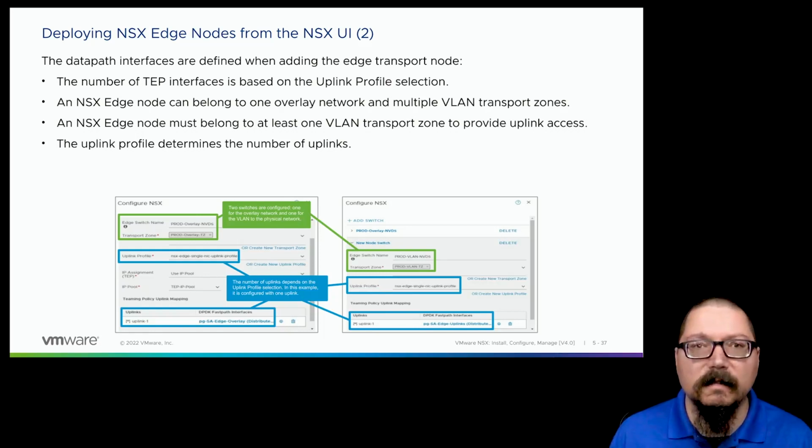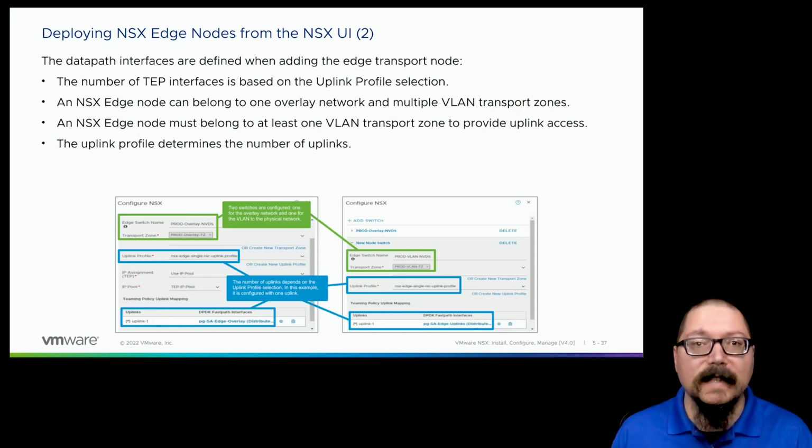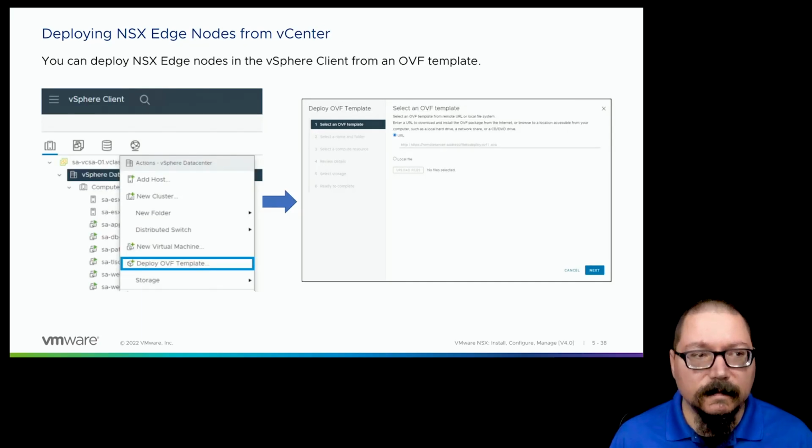And I'm going to deploy one or more host switches to go ahead and allow for communication in and out of this edge transport node. My host switches are going to be members of an overlay transport zone and a VLAN transport zone, because I'm going to need to be able to communicate with both types of networks, right? The overlay networks for my NSX logical switches, and my VLAN networks for connectivity to my upstream routers.